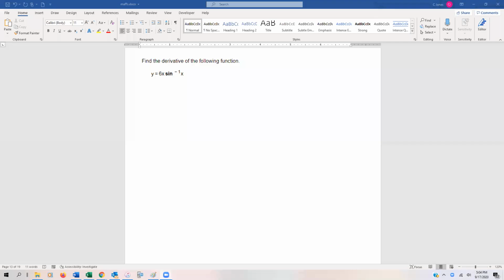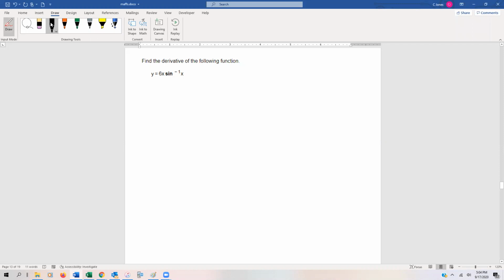So just a couple more examples of being able to work with these inverse trigonometric derivatives. We have this function where y is equal to 6x times the arc sine of x, and we'd like to find the derivative of this. Notice this is a product rule problem. So we have two functions. I'm going to call little f 6x, and I'm going to call little g arc sine of x.